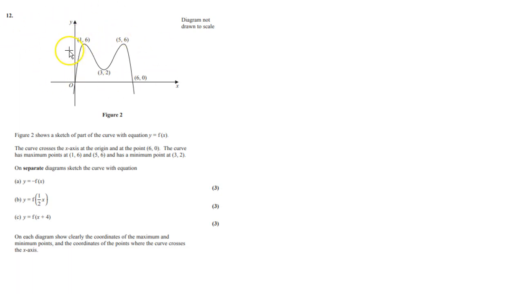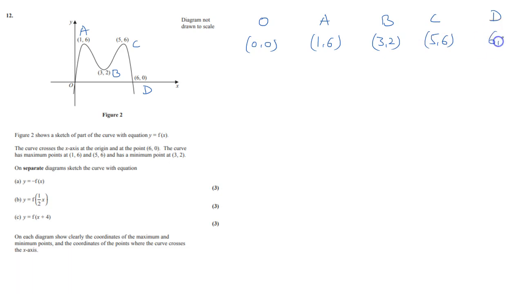This is the sketch of the curve with equation y is equal to fx. We have to draw this on separate point. Let's say this is O, this is point A, this is point B, this is point C, and this is point D. So O, A, B, C, and D. That is 0, 0, 1, 6, 3, 2, 5, 6, and 6, 0. This is fx.